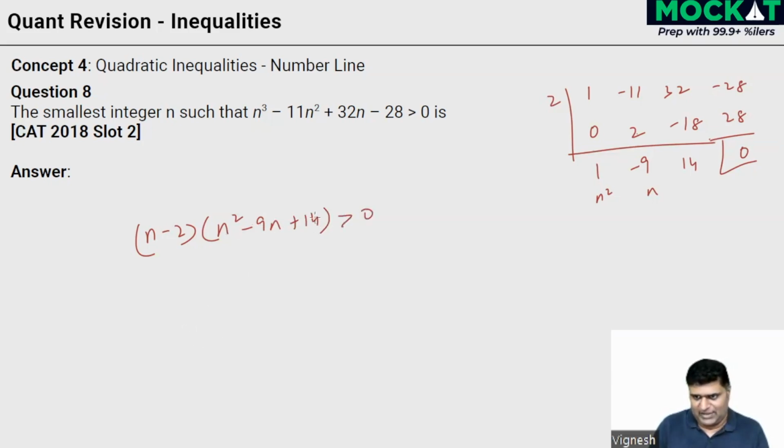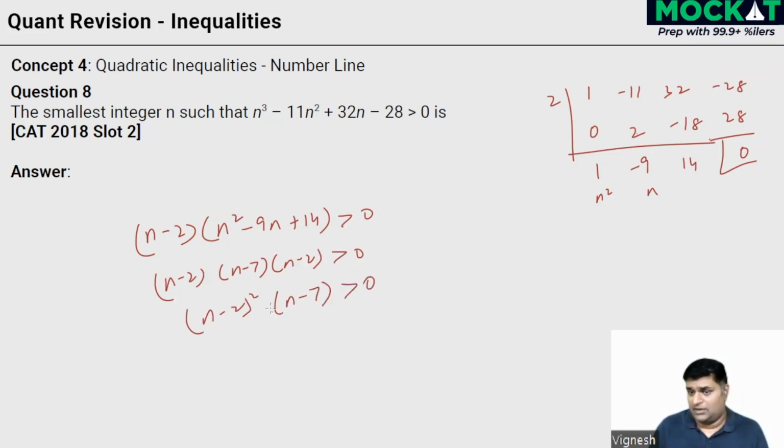Now minus 9n and plus 14, minus 7 and minus 2, right? It opens that way. n minus 2 into n minus 7 into n minus 2 is greater than 0. So n minus 2 the whole square into n minus 7 is greater than 0. Now, what did I tell you about even powers? Ignore, doesn't matter. Just 7 on the number line, and that's it. Right is positive, then negative over here.